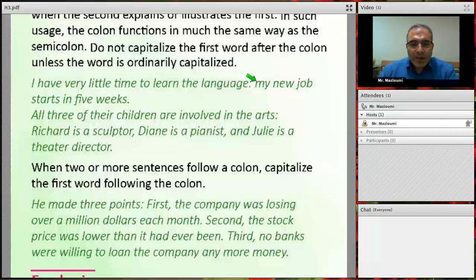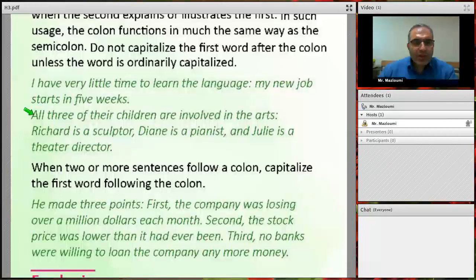Guys, pay attention to my M here. So, is it capitalized? Of course not. So, we don't capitalize the first word after the colon. Don't forget, please. Next example.